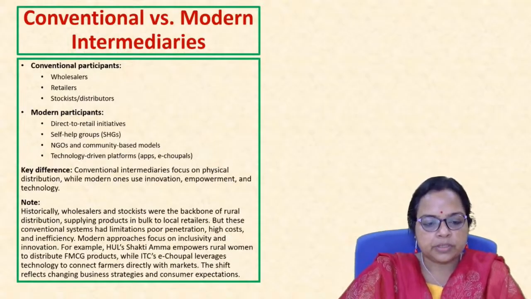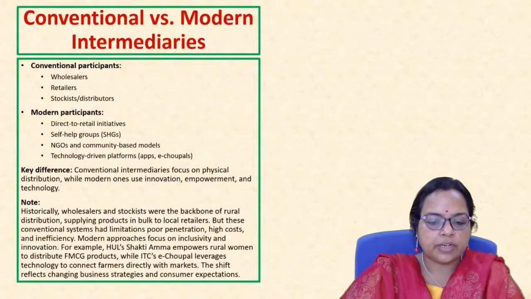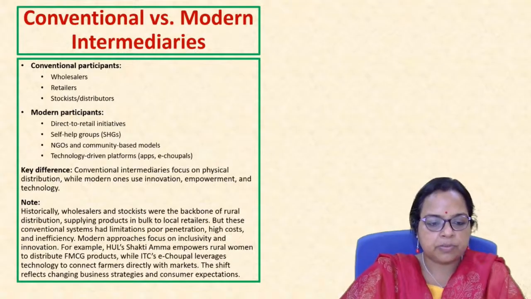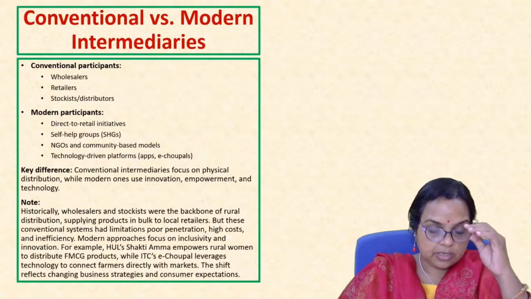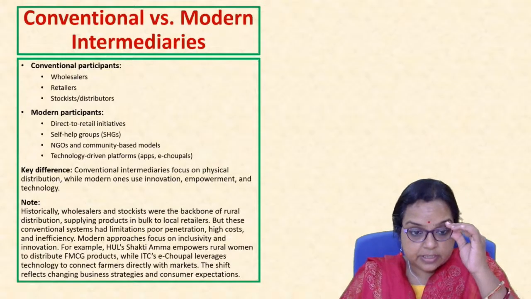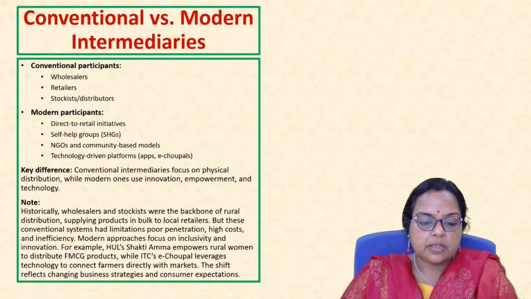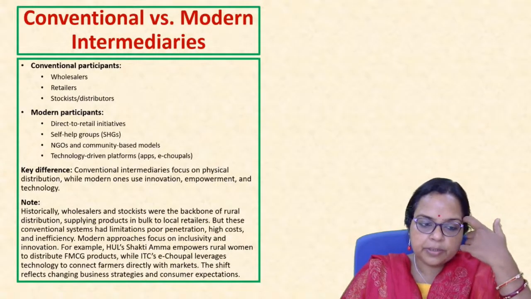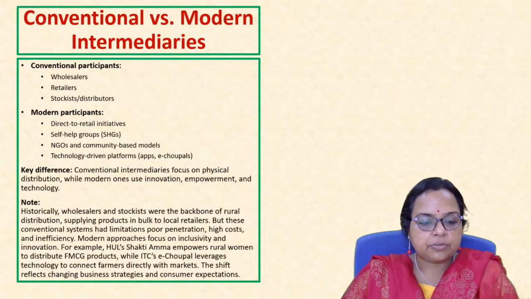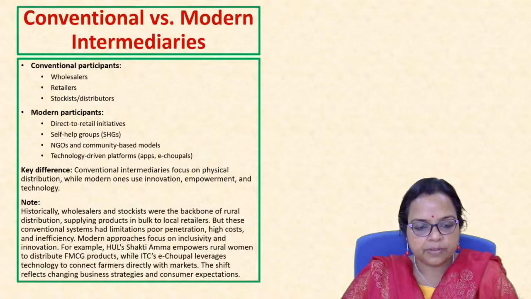So, what are these modern approaches doing? They are focusing on inclusivity and innovation. Innovation in terms of reaching the customer on time, or providing the customer the service or the product as per their requirement. For example, we have already discussed the Project Shakti initiative, which is helping rural women develop themselves through SHG groups, and they are distributing FMCG products, while ITC has e-Choupal that leverages technology to connect farmers directly with the market.